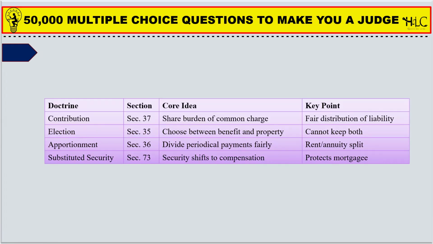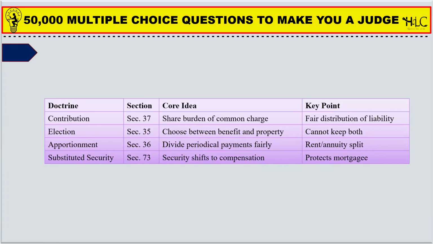undertaken by the parties. In the doctrine of election, Section 35 deals with the doctrine, whereas the core idea is that they choose between the benefit and the property. So one enjoys the property and the other enjoys the benefit from the property. So the rental proceeds or any interest which may accrue from the property may be enjoyed by one person, and the property's possession may be enjoyed by another person. So this concept is known as the doctrine of election. In this situation, both cannot go to the same person. It needs to be divided between two people.